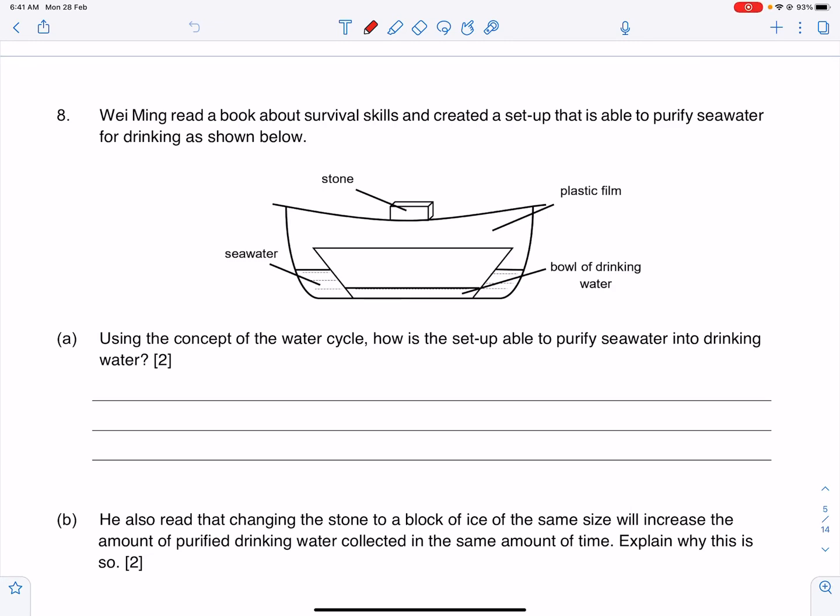Good morning, students. Today we'll be looking at the open-ended questions for your Term 1 practice paper. So let's start.